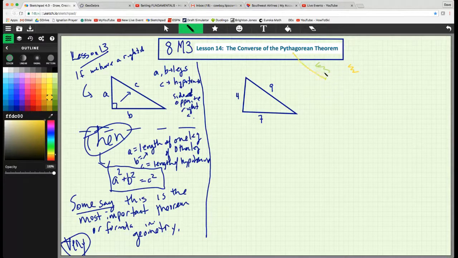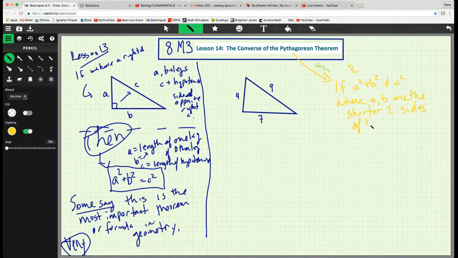Okay, the converse of the Pythagorean theorem is this. It says that if A squared plus B squared does not equal C squared, where A and B are the shorter 2 sides of a triangle, and C is the longest side, then the triangle is not a right triangle.